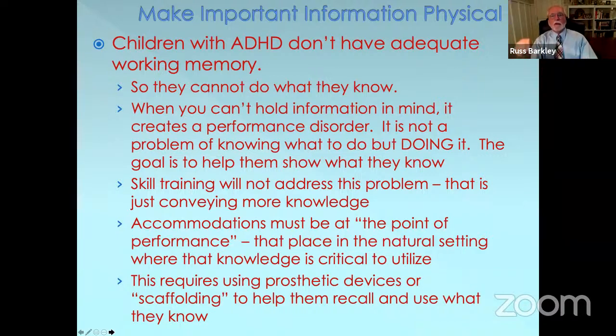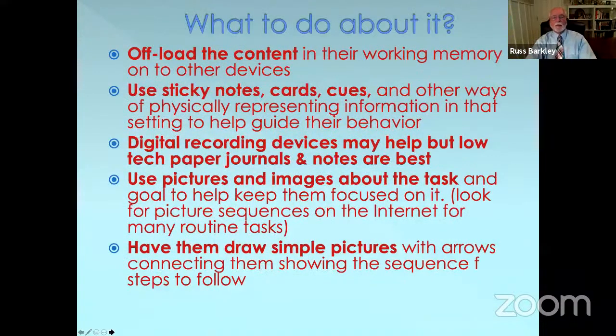Working memory isn't working. So offload it, get it onto some other storage device, a piece of paper, a card, a cue, a note, a reminder, and put it in front of them where the work is to be done to help remind them of what they're supposed to do. We call this making accommodations at the point of performance, but it's basically going over the rules before the task is started and making sure those rules are in their visual field. I like to think of this as the scaffolding we put around them to help them.